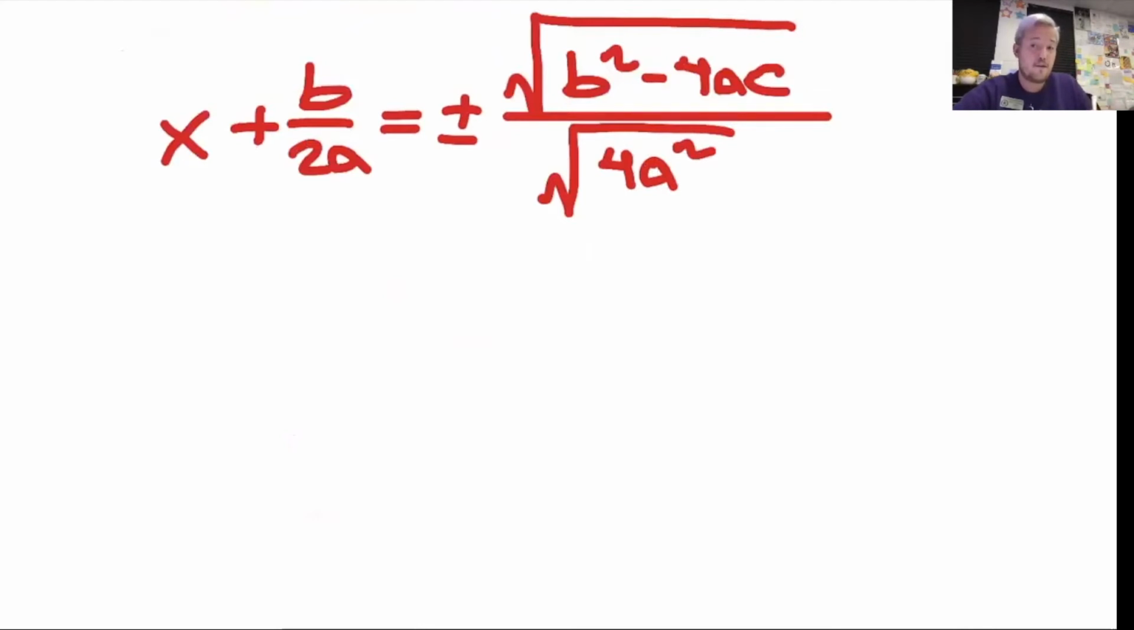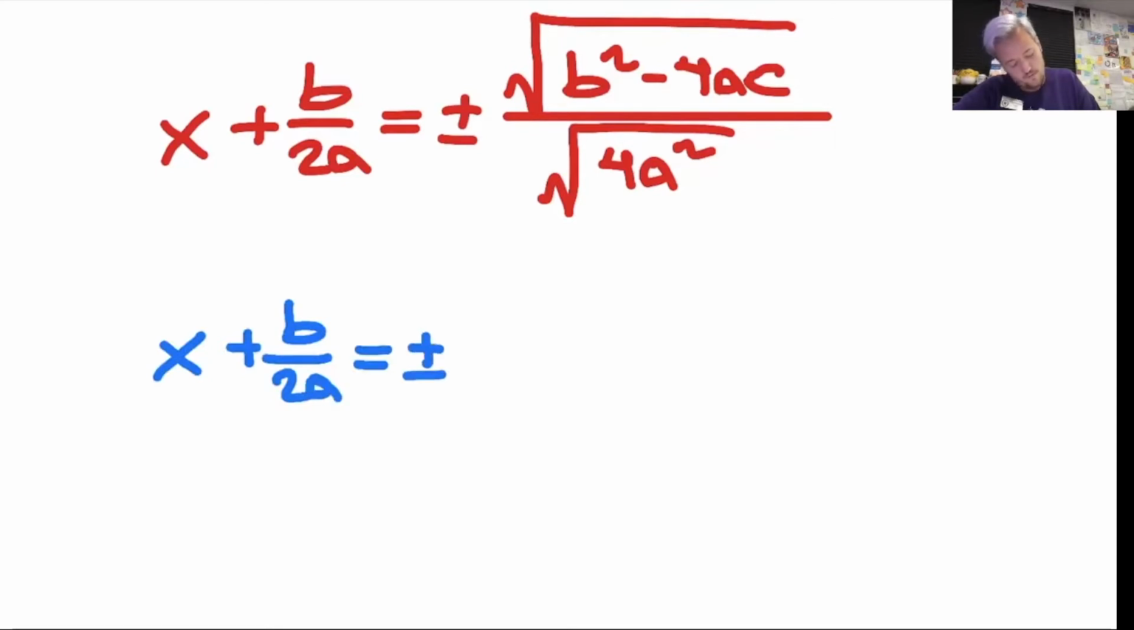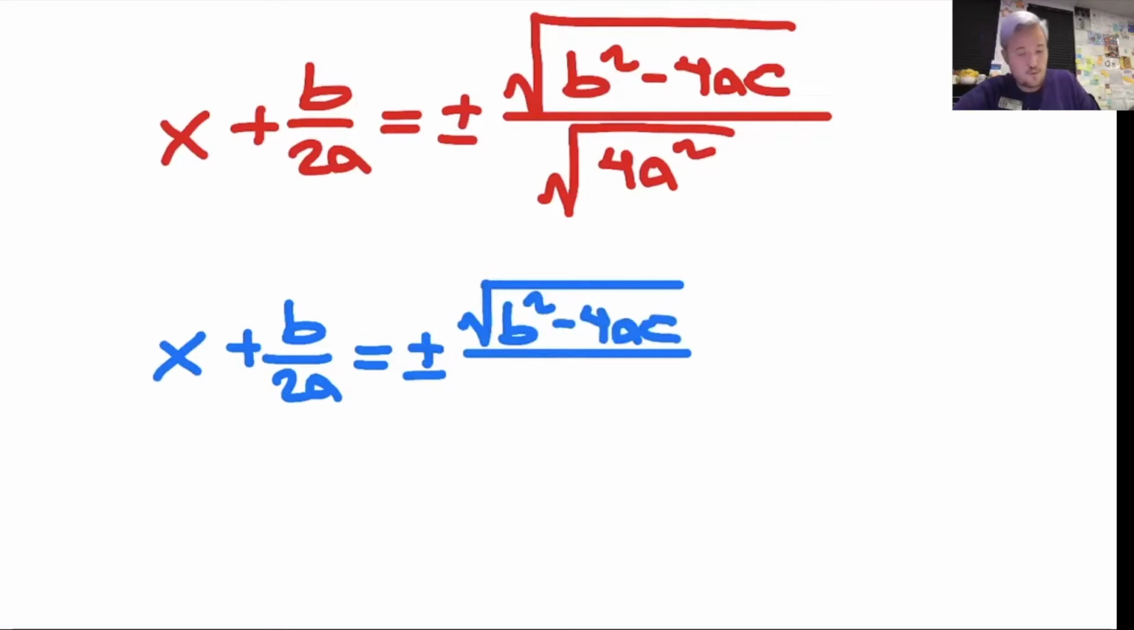And then in the denominator, that 4a squared is a perfect square, so I can take the square root of that. So I'm going to have x plus b over 2a equals plus or minus the square root of b squared minus 4ac. And then when I take the square root of 4a squared, you get 2a.